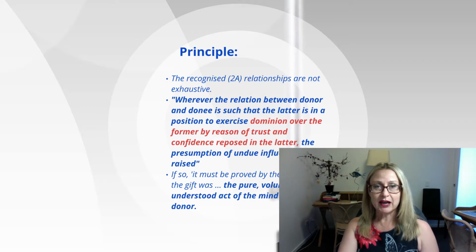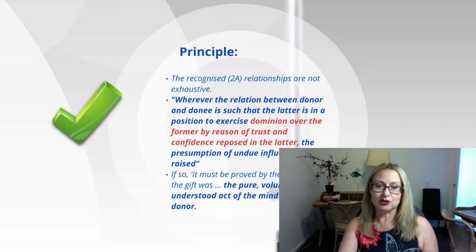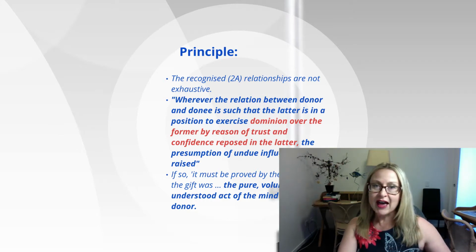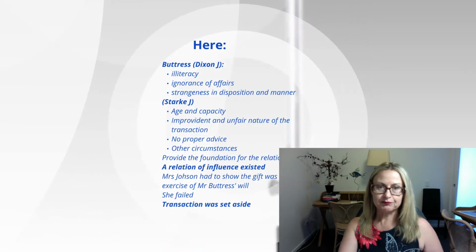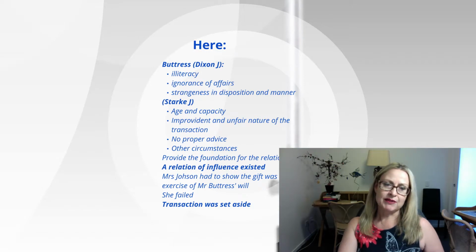Just because you don't fall into a Category 2A relationship, if you can actually lead evidence to show a relationship of trust and confidence, you're going to get over the line. Once you've got over that line, then the presumption of undue influence is raised and the onus shifts to the defendant to prove that whatever transaction occurred was the pure, voluntary, well understood act of the mind of the weaker party. So in this particular case, there was various different indicia that the donor, Mr.